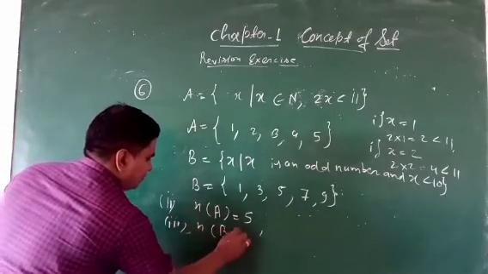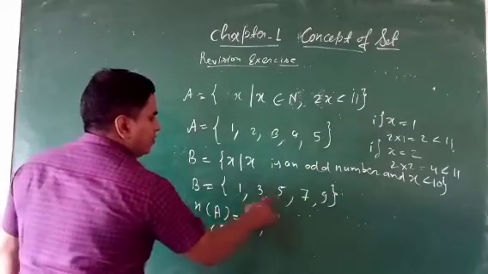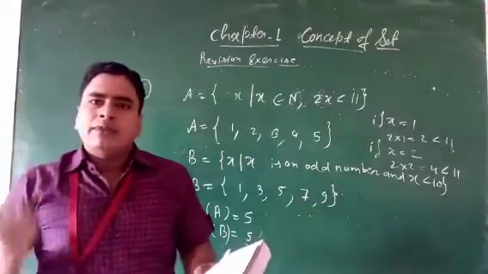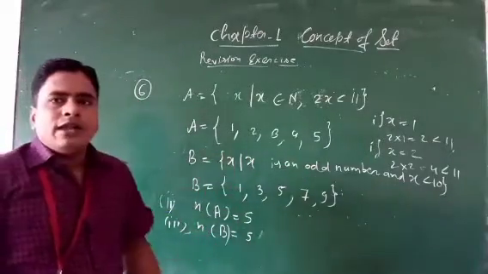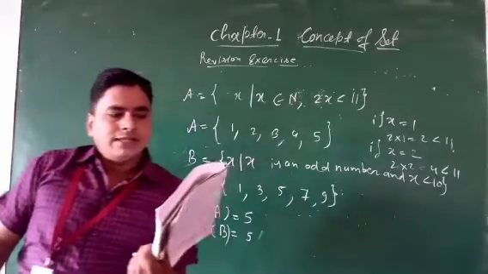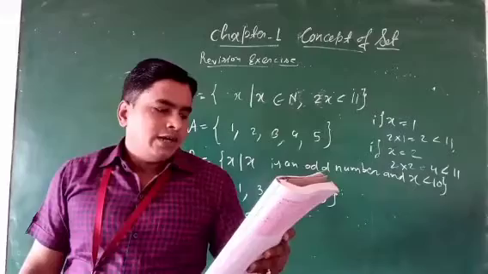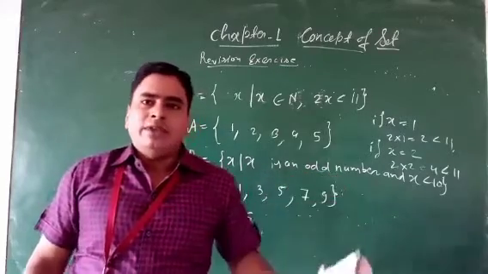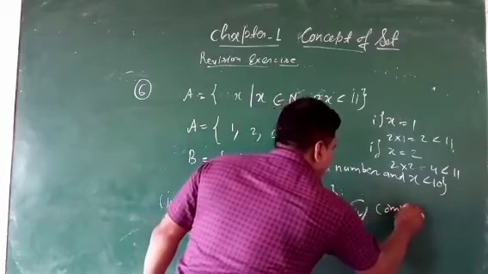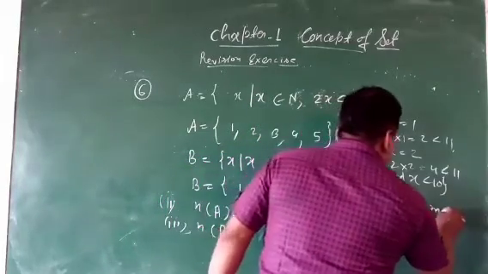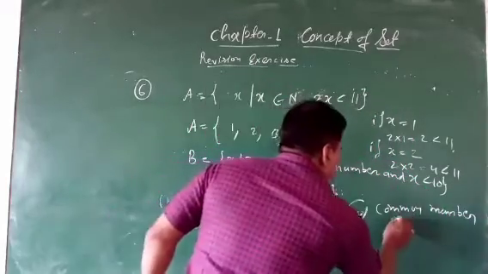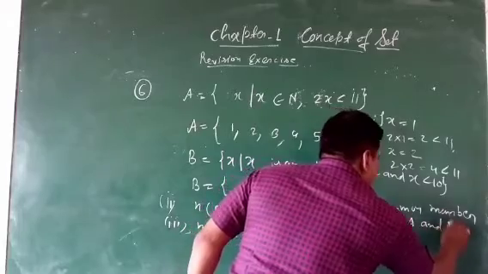And next one, n of B. Cardinal number of B. How many elements are there? 1, 2, 3, 4, 5. Again 5. Means both sets are having the same number of elements. Means same cardinal number. Clear? Third one, find the common numbers of A and B. Fourth one, number of common members of A and B.